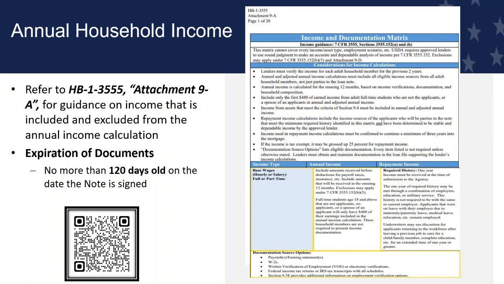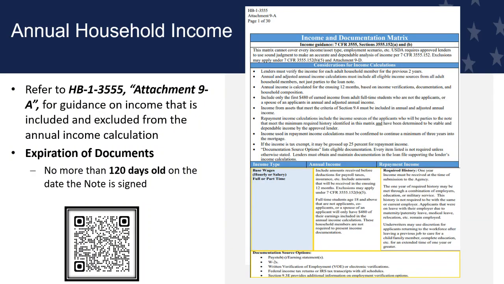This is what the attachment 9A looks like. If you aren't using it, you can find it under the Loan Origination tab on the Link Training and Resource Library page labeled Income and Documentation Matrix. You can also find it in Chapter 9 of our handbook. This is another one we recommend bookmarking for easy access.